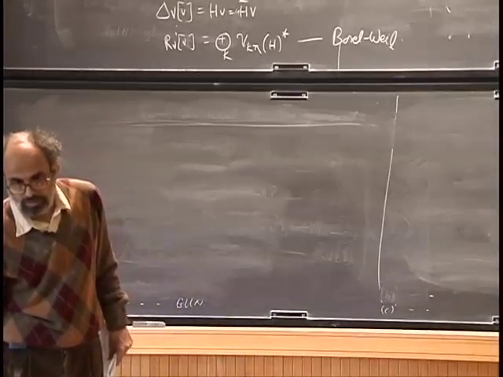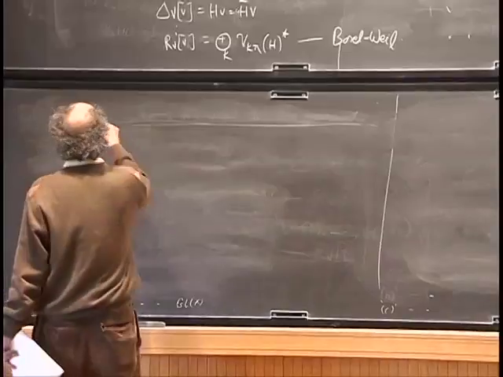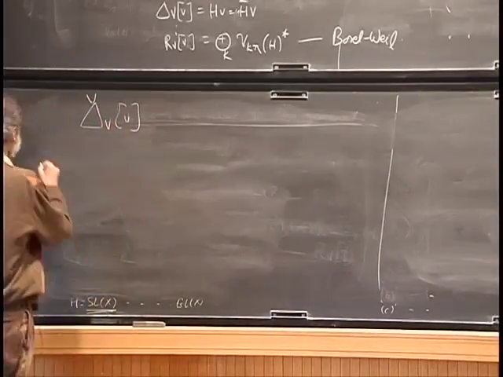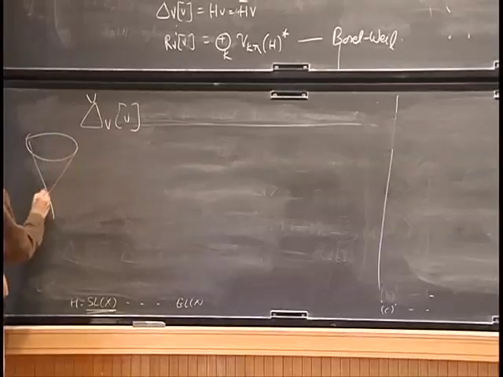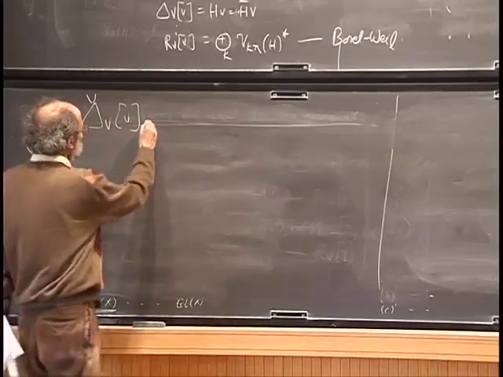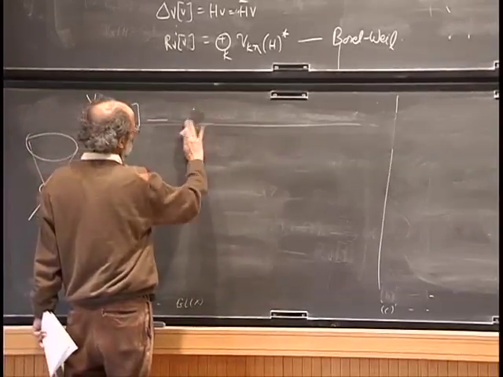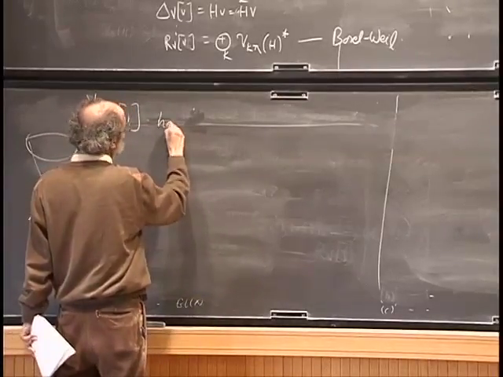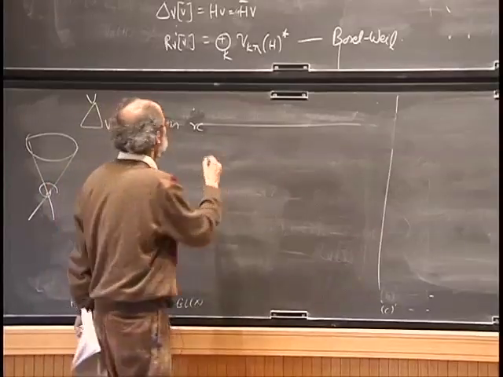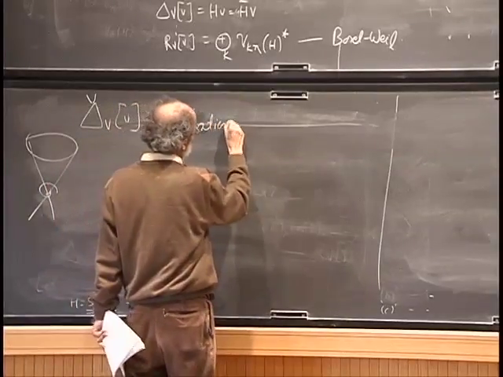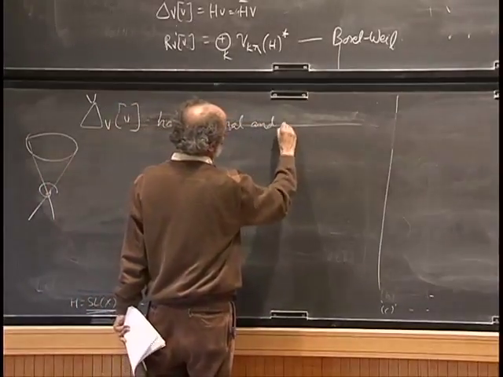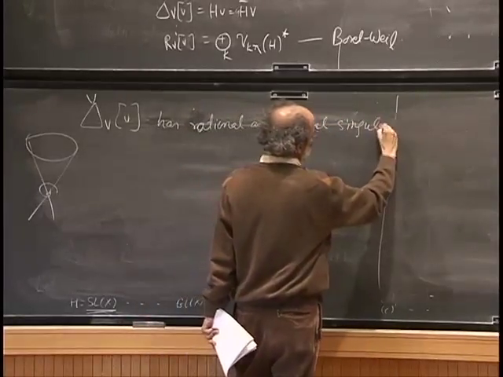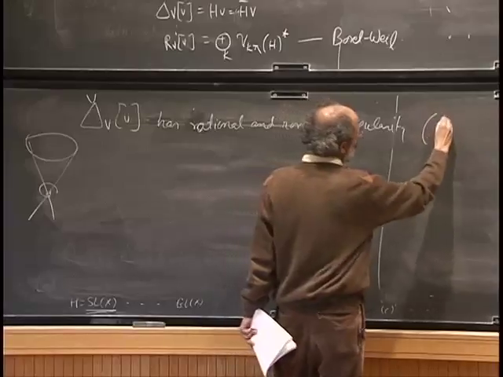So the thing is that now let's take the affine cone of this. So this affine cone would have a singularity here, correct? And then Kempf shows that this has rational singularities and is normal.